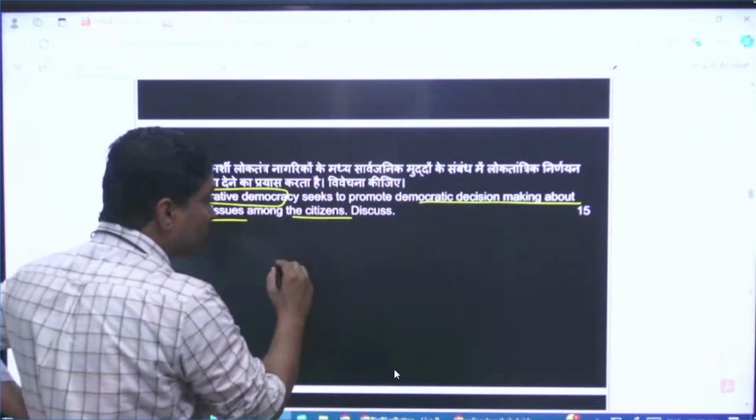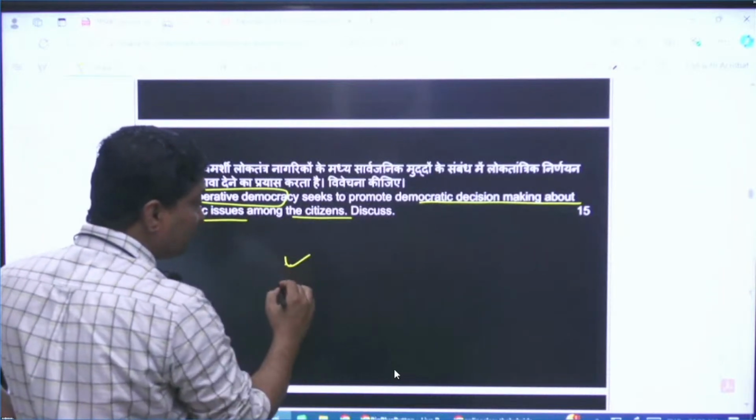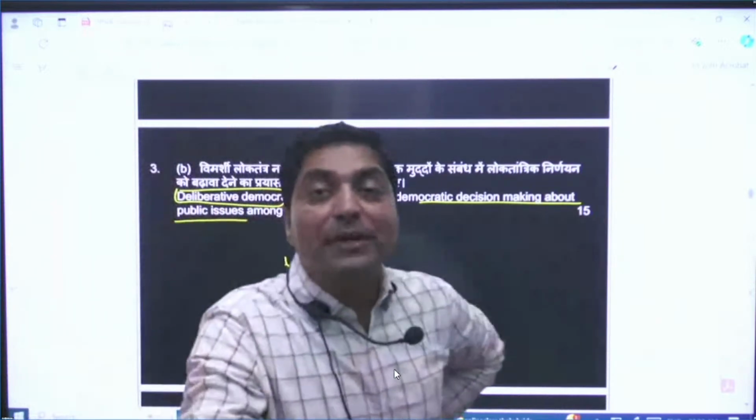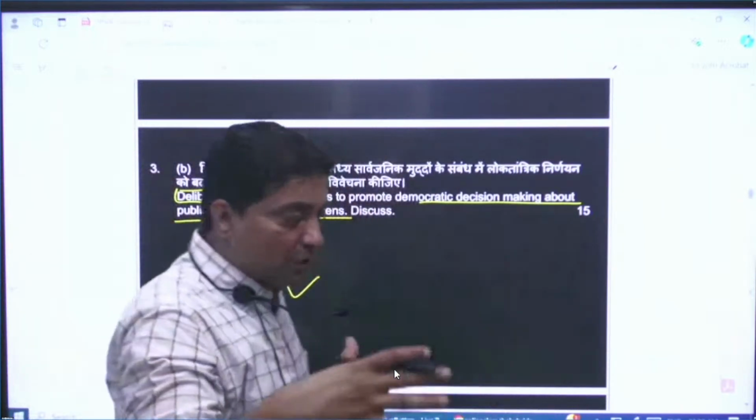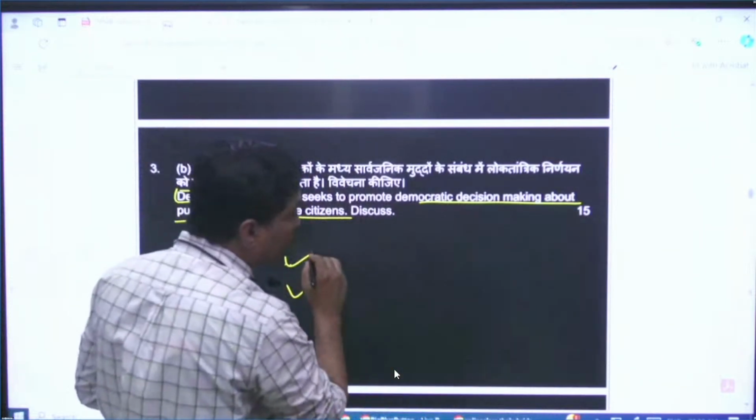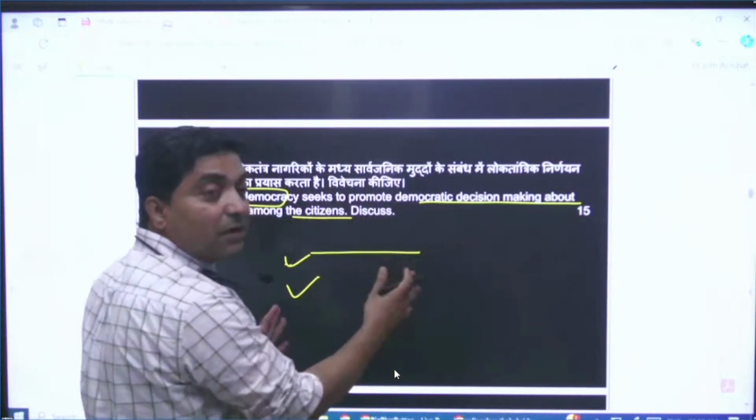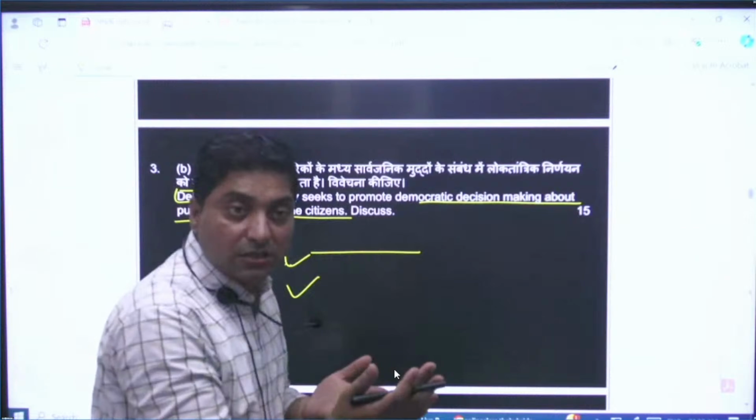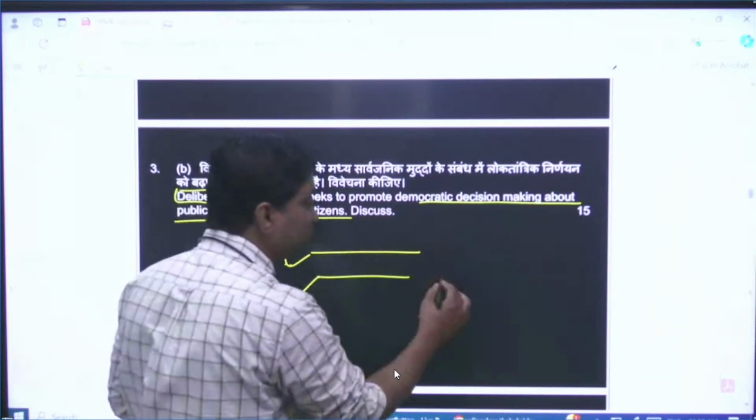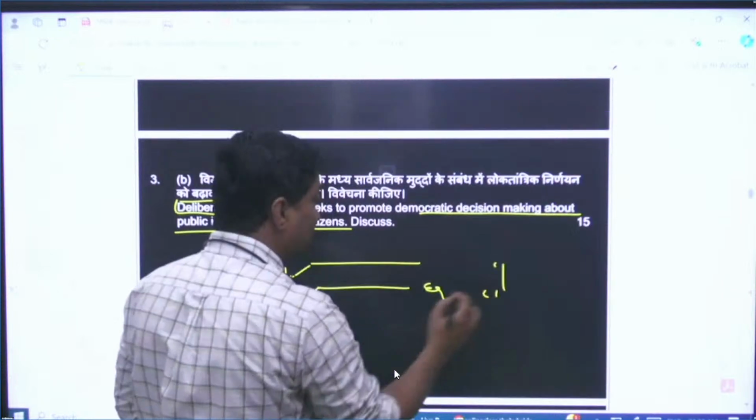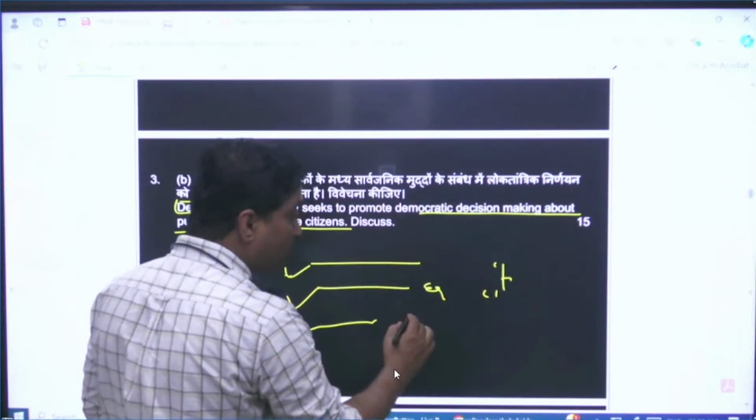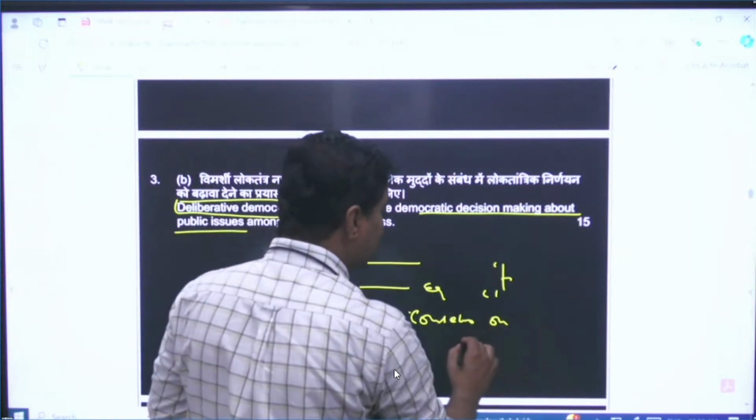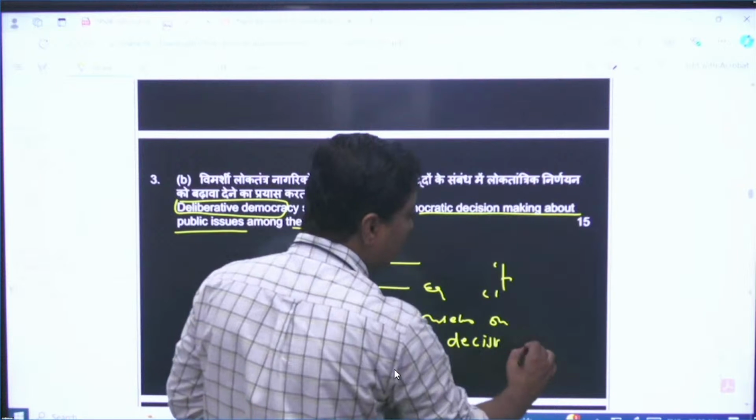This deliberation also gives a sense of equality and a sense of becoming a citizen. If citizens are allowed to deliberate and discuss, they feel they are part of the society. Their voice is heard, right? This gives a sense of equal citizenship. There is a consensus on decision making.